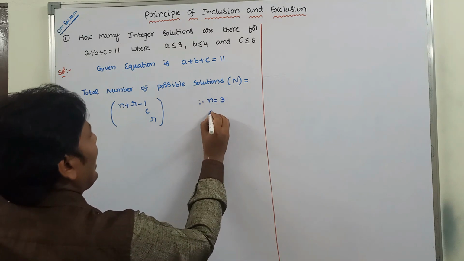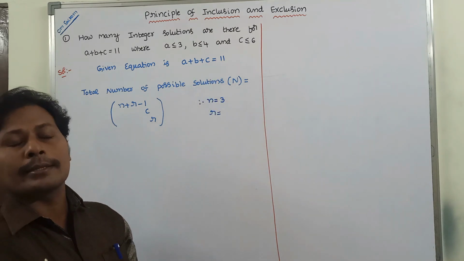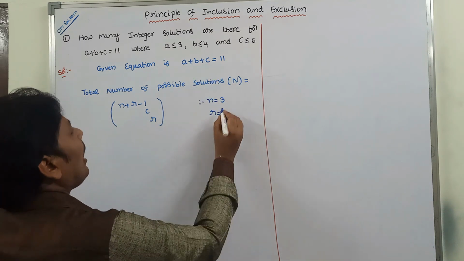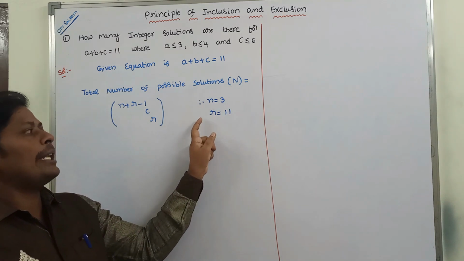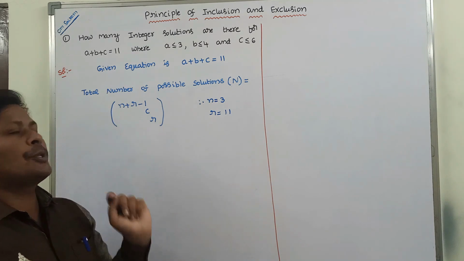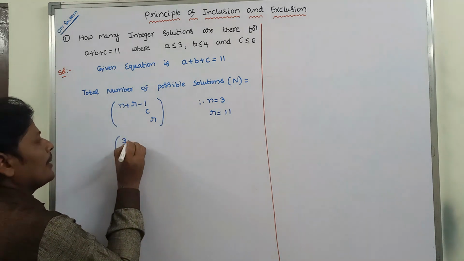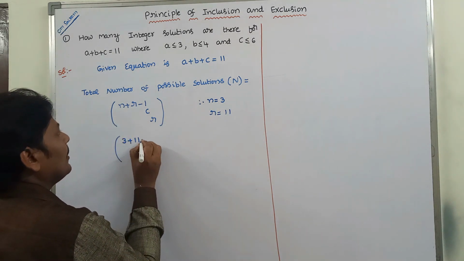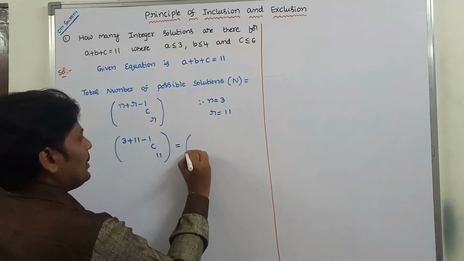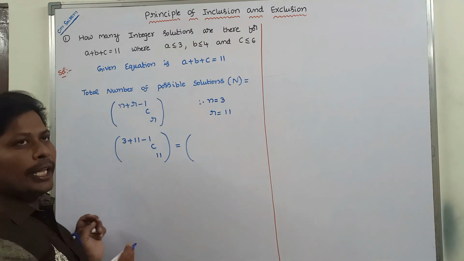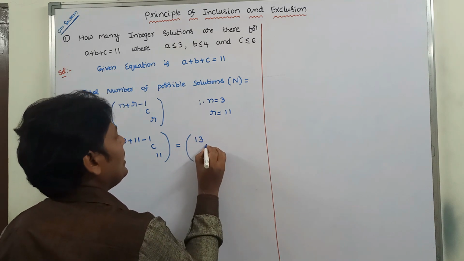And what is the r value? R is nothing but the number on the right hand side of the equation, that number is treated as the r value. R is equal to 11. Once we get the n value and r value, we have to substitute in the formula. So n value is 3, r value is 11. N plus r minus 1 C r: 3 plus 11 is 14, 14 minus 1 is 13, so 13 C 11.